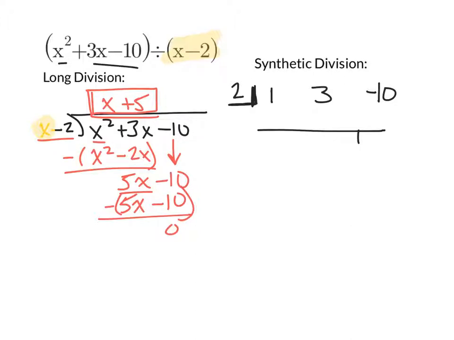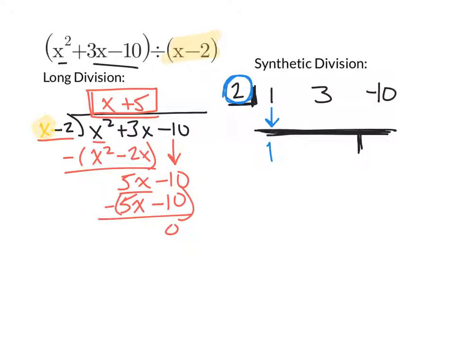Notice I've left one line of space for work before this horizontal line. And then there's this little notch in between the 3 and the negative 10. Now we're ready to actually do the synthetic division. How synthetic division works is we're going to bring down this 1 and then multiply and add, multiply and add, multiply and add. What I'm multiplying by every single time is this 2.